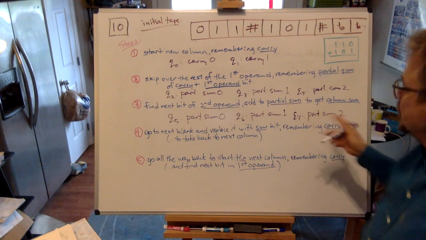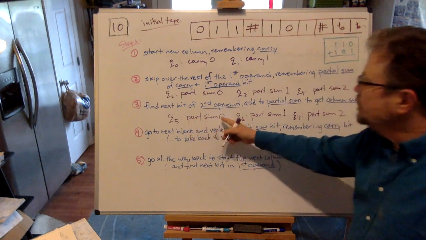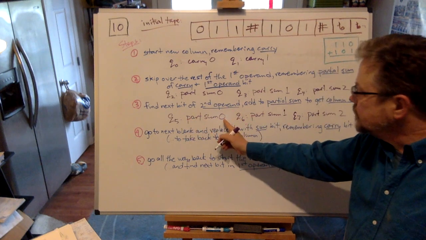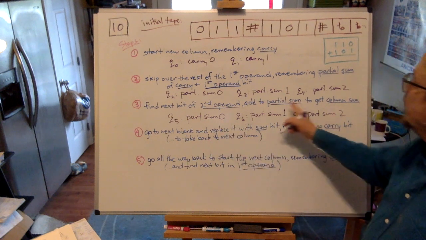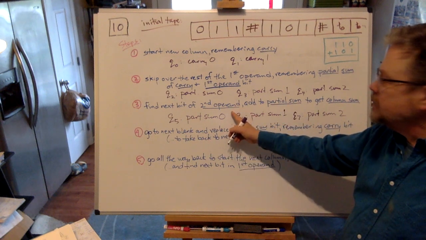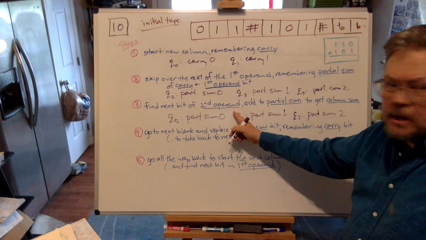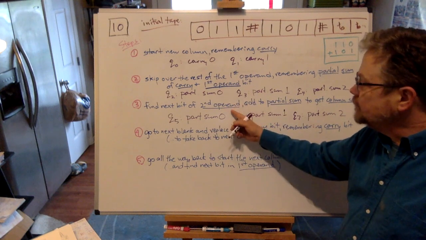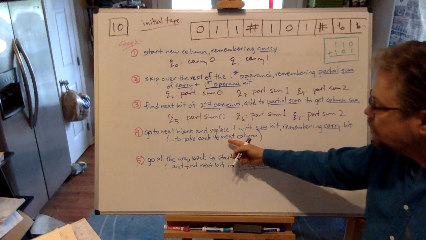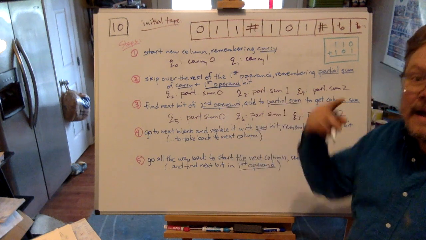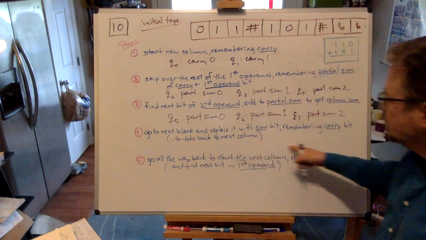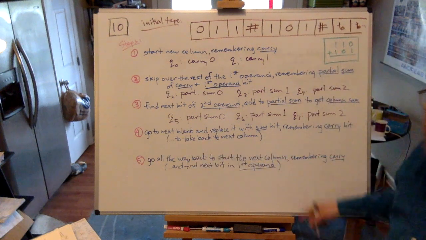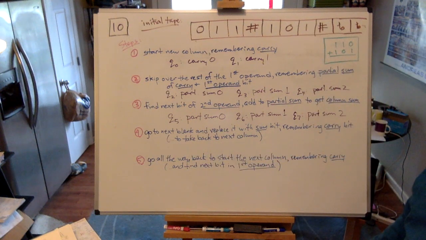You got all that? So it still just needs to remember the partial sum of the column so far, which can either be 0 or 1 or 2, until it gets to this next bit of the second operand. And you can think of it as the transition of whatever state I'm in for step 3 to whatever state I'm going to be in step 4. At that point, the state here is going to need to remember the entire sum of the column.